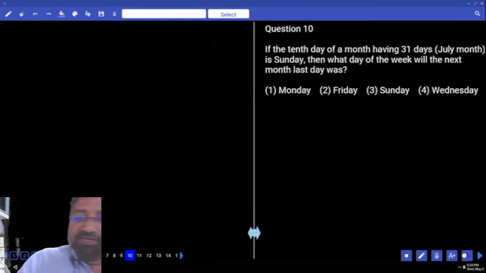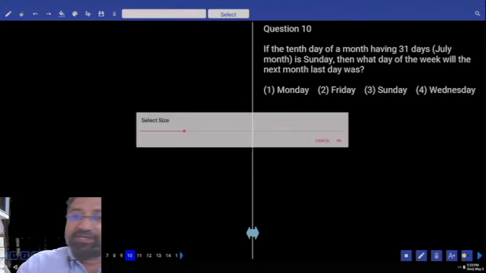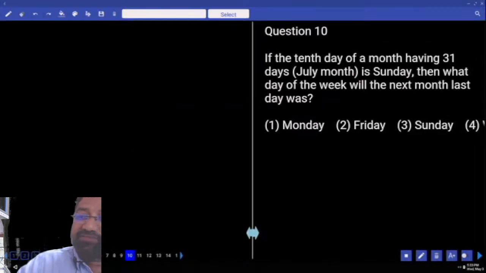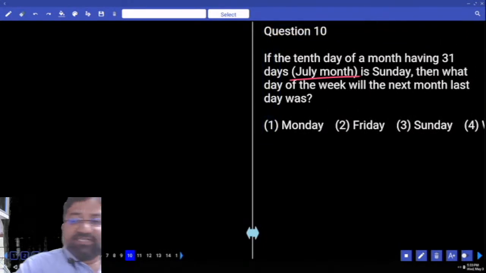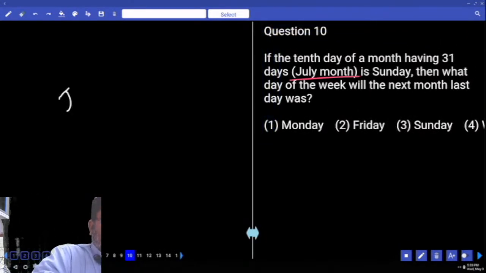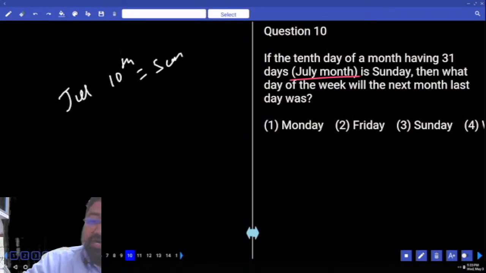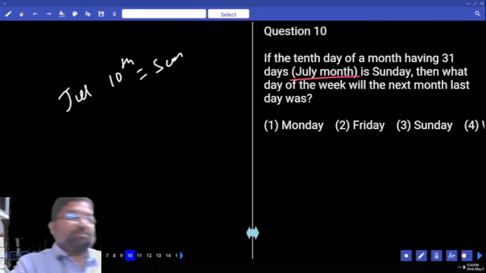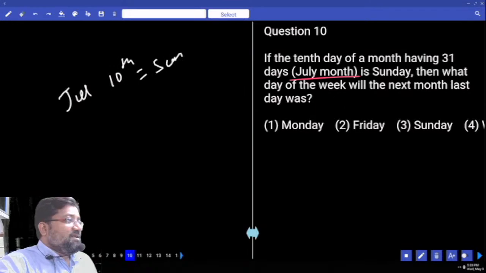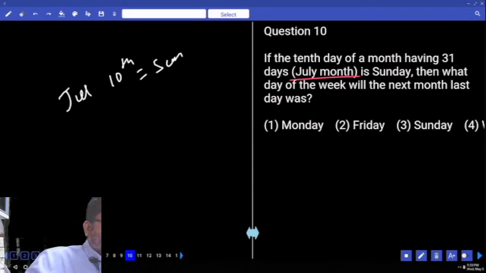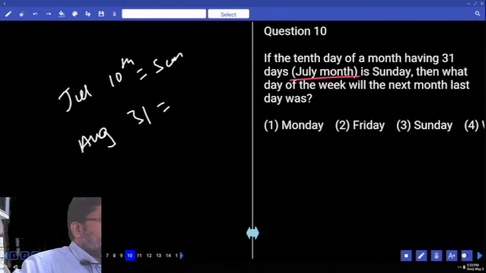Next. If the 10th day of the month having 31 days, and it clearly says it is July month. So what is it? Sunday. So July 10th is what? Sunday. Then what day of the week will next month's last day be? Next month's last day. What is next month? August. Last day 31. August 31.